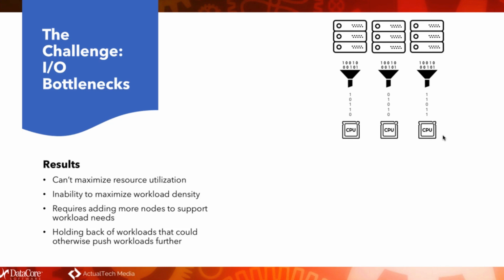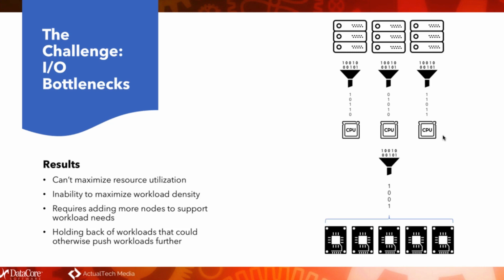And as we want to be able to grow this, it means we have to add more nodes to support those workloads, even though we're not pushing all of those nodes to their greatest potential. We're holding back workloads that could otherwise go further if we didn't have these bottlenecks to deal with.